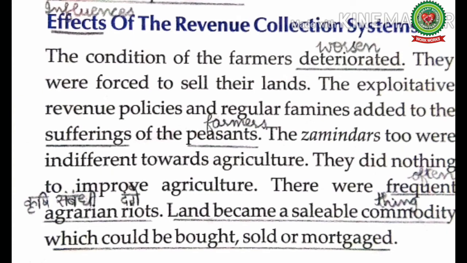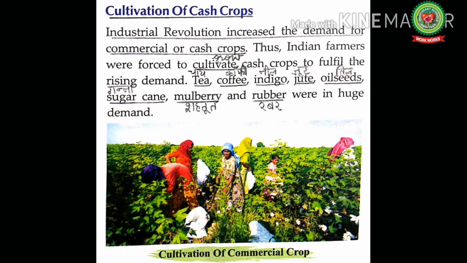And because of these revenue collection systems, the land became a saleable thing, and there were often agricultural riots. And in case the farmers were not able to pay the revenue on time, their land could be bought, sold, or even mortgaged. Now let us read and discuss about the cultivation of cash crops.